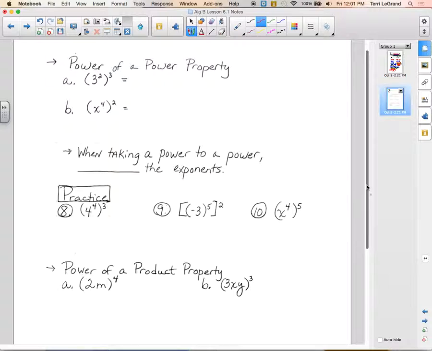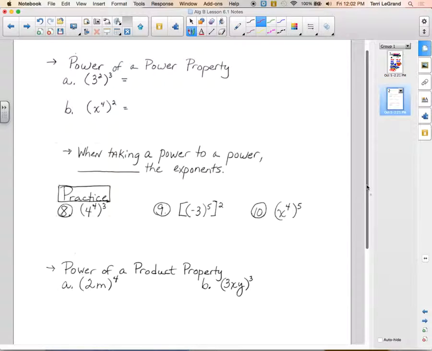Power of a power property. In other words, here's the deal. We know what a power is now. It's a base being raised with an exponent. That's a power. And when we take a power to a power, that means there's going to be another exponent up. So in other words, we have to multiply that times itself, however many times that other exponent is.